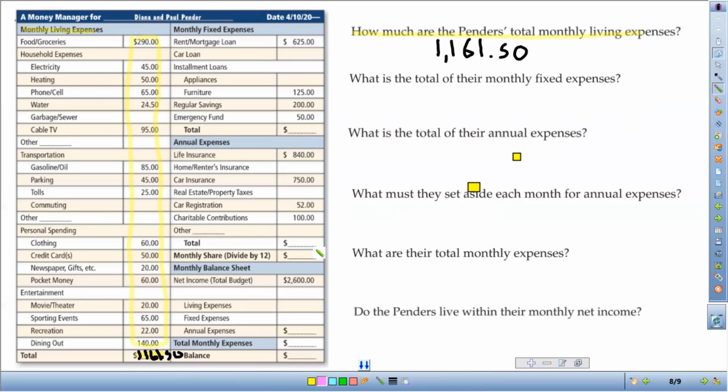All right. What are their total monthly fixed expenses? So we want to look up here. The monthly fixed expenses include rent, mortgage, cost for furniture. So if you have any loans or anything that you're paying out, that's in here. And so we add up those numbers for the monthly fixed expenses. So 625 plus 125 plus 200 plus 50 comes out to 1,000. So the monthly fixed expenses is 1,000.